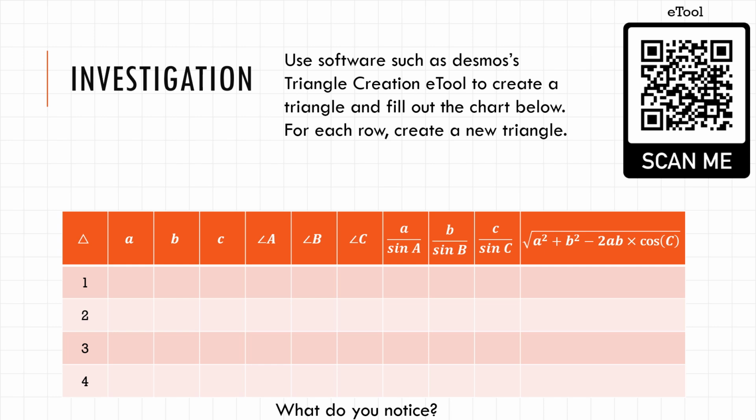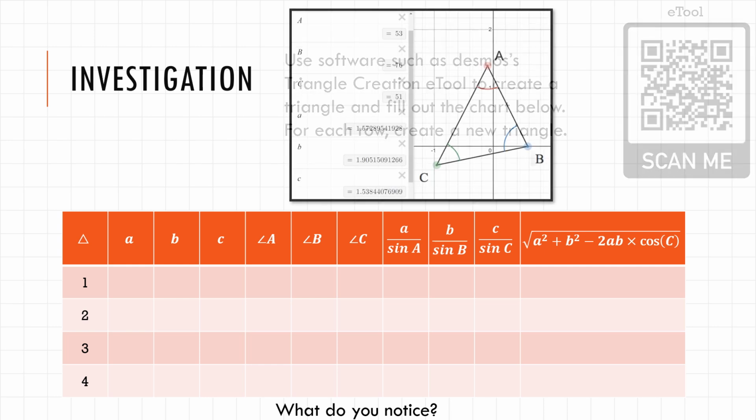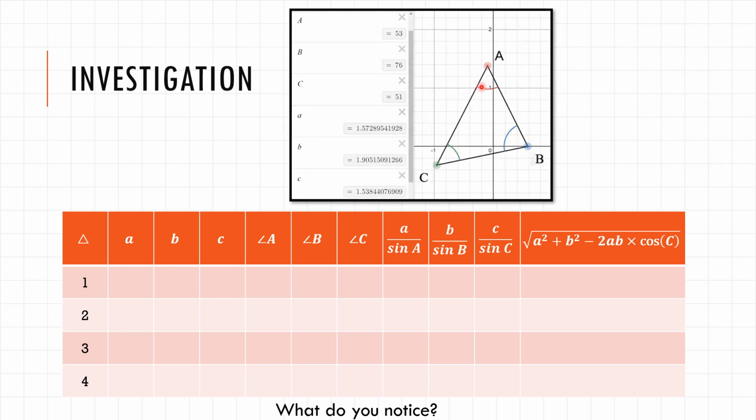Well, when I made my first triangle, it sort of looks something like this. Okay, you can see that in this case, the side length A was about 1.57, the side length B was 1.91, and the side length C was about 1.54. Angle A was 53 degrees. Angle B, which is right over here, was 76 degrees. And angle C, which is over here, is 51 degrees.